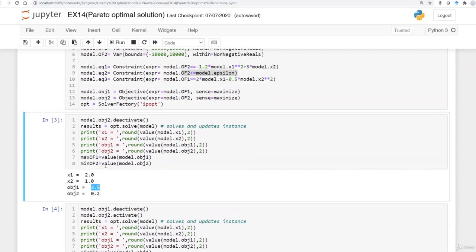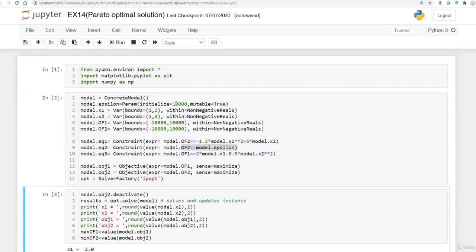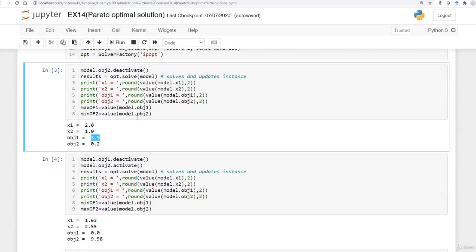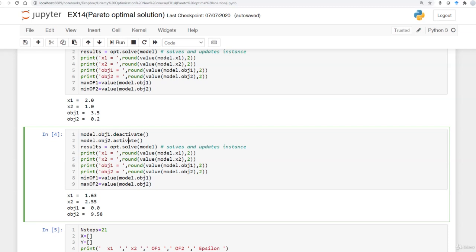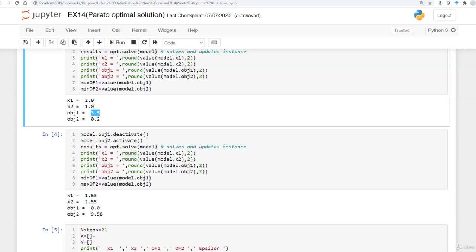Okay, and how much is the epsilon at the beginning? It's a very big number, you see. So actually there is no limit happening here. But next time I will deactivate objective 1 and keep objective 2 activated, and then resolve the problem again. So look at the objective functions. The first time objective function 1 is at its maximum value. Second time objective function 2 has its maximum value. Okay, so the range of that Pareto optimal is found, and the x1 and x2 are found.